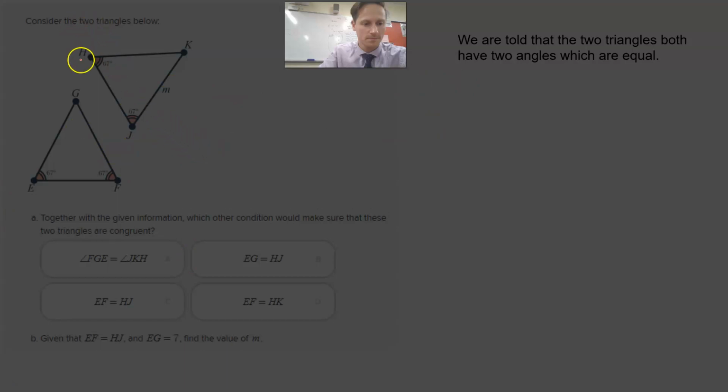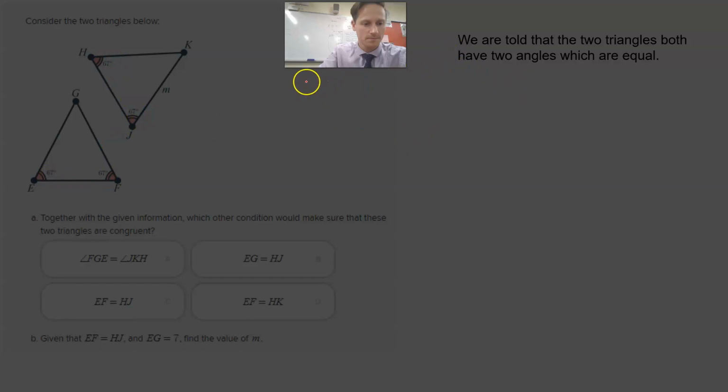So this is one of the harder questions. We've got two triangles. Together with the given information, which other condition would make sure that these two triangles are congruent? So what information do we have? We've got two angles that are the same size. Now, what are our 3 or 4 proofs?